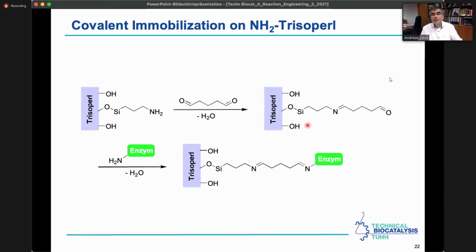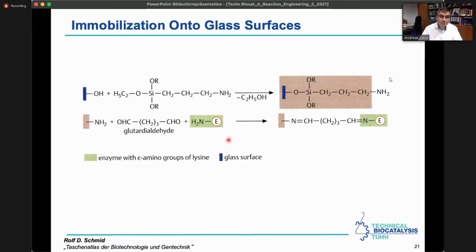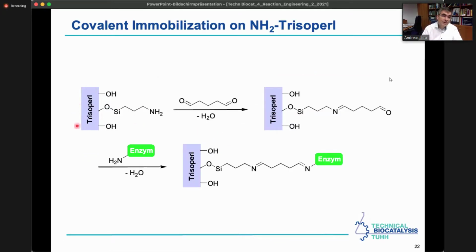Okay, here you can see this one again. Trisoperl, that's just a commercial carrier where you don't need to do this step beforehand. So you just buy a glass carrier with the amino function on top. Then you add the glutaraldehyde, the protein, same story as before.